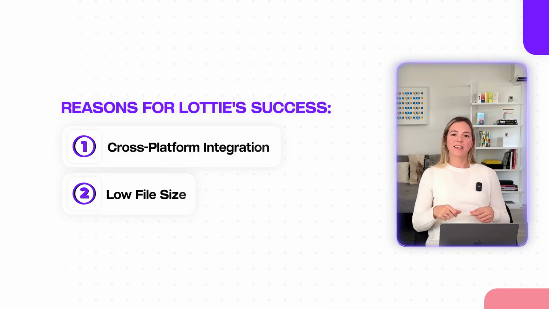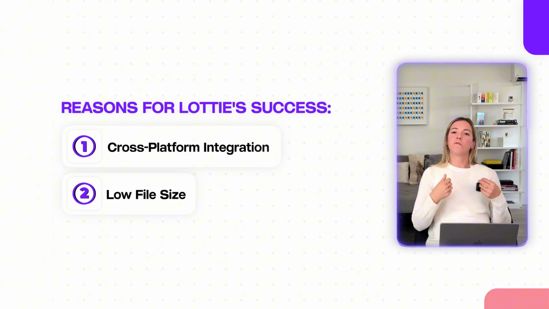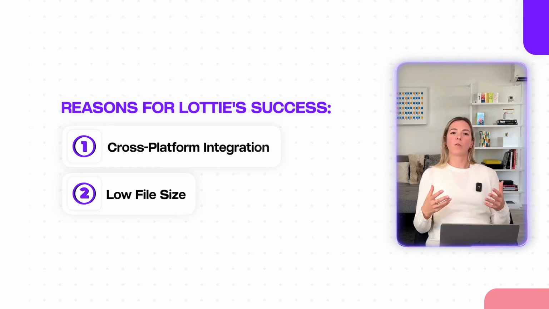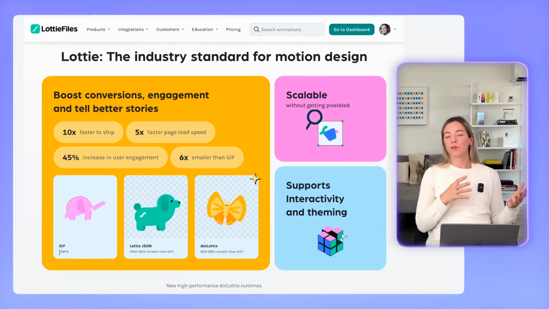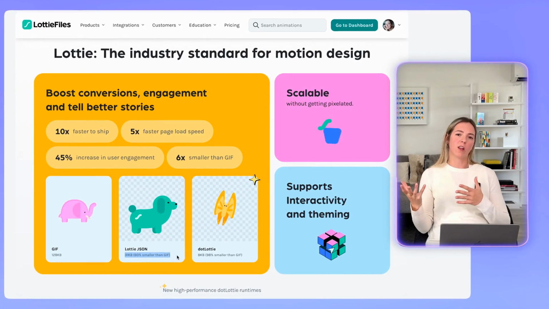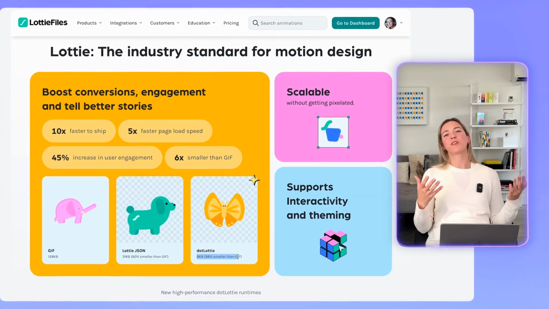The second reason is the extremely low file size. With the original Lottie release, the Bodymovin plugin would export a JSON file, which could be anywhere from a couple of kilobytes to 200, 300, 400 kilobytes large, which is a pretty small file size. But more recently, there's a new file type that has been introduced, which is .lottie. This file format allows for additional compression, where you will see even smaller file sizes.